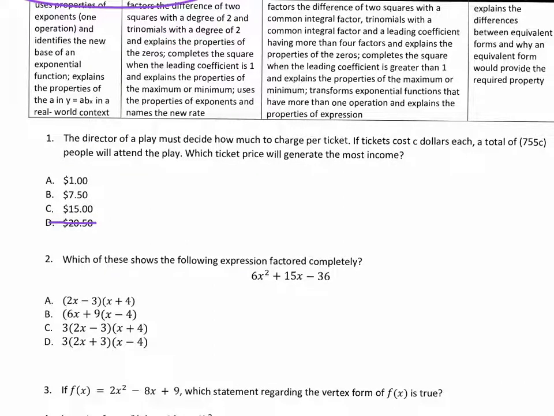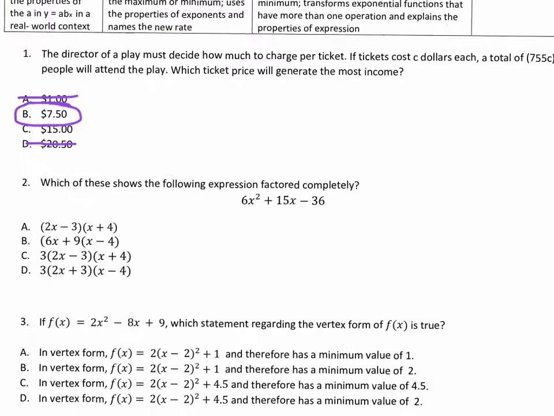But for this one, you know you're not going to want to charge $20.55 because your goal is to sell all the tickets. $1 is not going to get you anything, so that leaves you down to $7.50 and $15. I noticed that they had the answer as $7.50. Not exactly sure how they did that or why, but we'll go on to number 2.